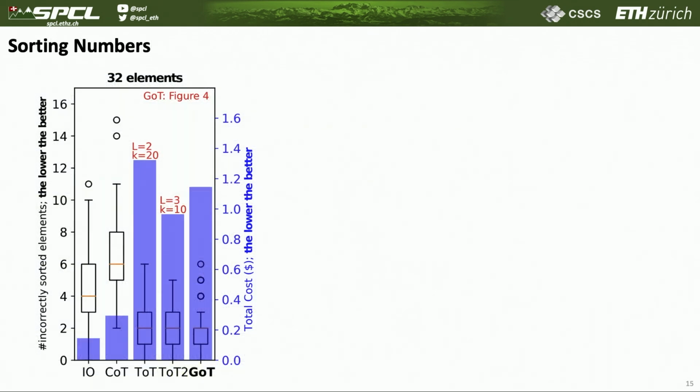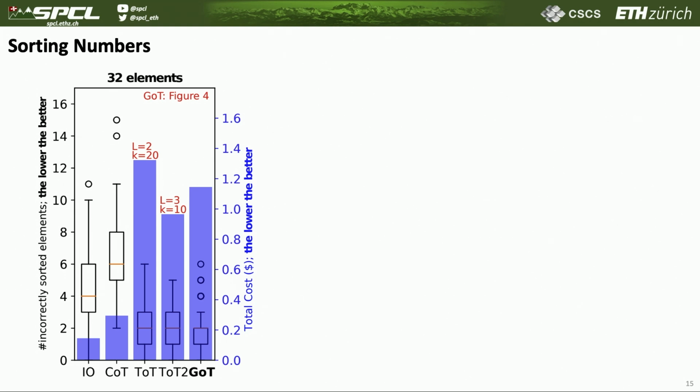Now some data. I started with sorting, so let's stick to sorting. We can see here on this a little bit complicated plot, what we are doing here is sorting 32 elements, and the x-axis shows different baselines. We can see IO prompting, chain of thought, different variants of tree of thought and graph of thoughts. The blue bars on the right y-axis correspond to the token cost. So this is what we count in dollars. That's actually how much it costs you to run it via, in that case, the OpenAI API. So the lower the better. And the left side is the number of incorrectly sorted elements.